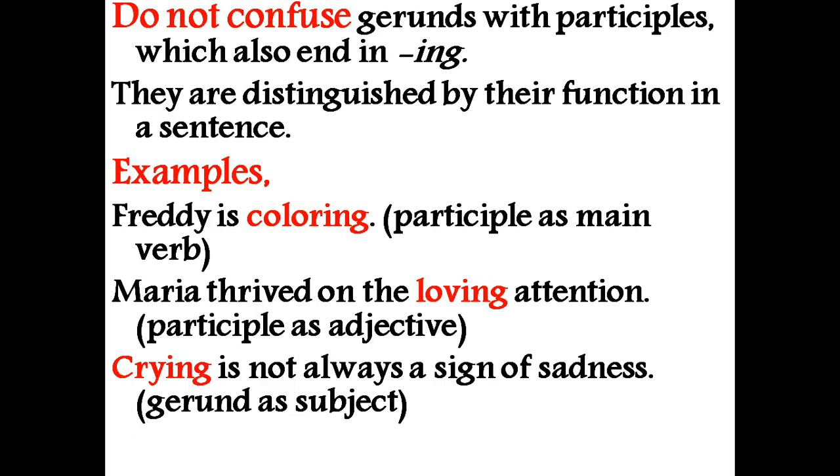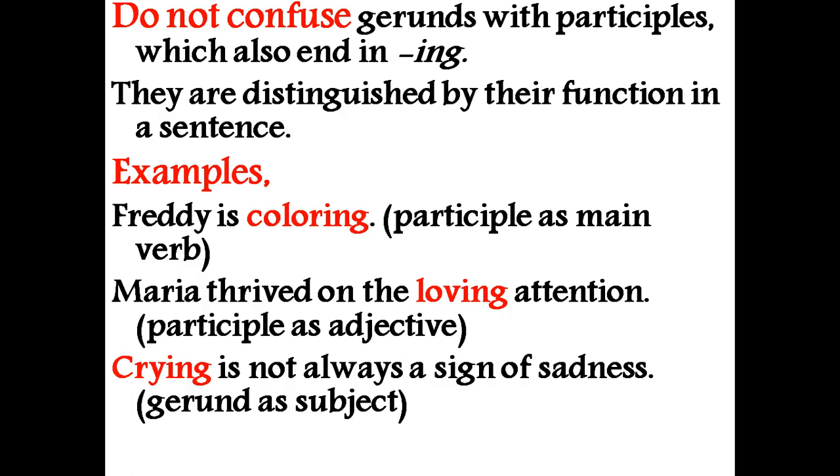Do not confuse gerunds with participles, which also end in ing. They are distinguished by their function in a sentence. So the difference would be like this one example. Freddy is coloring. Now participle is a main verb; coloring is a main verb which comes after the verb be, which is. But in the second example you have to be careful.